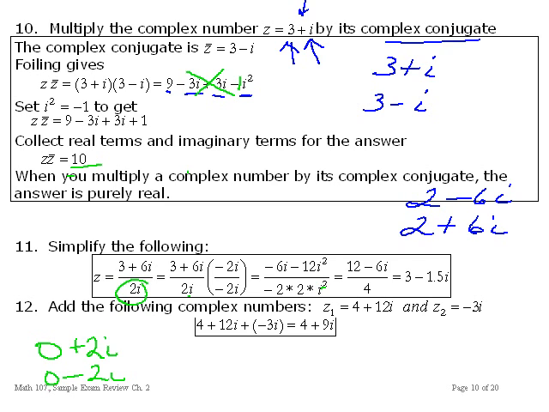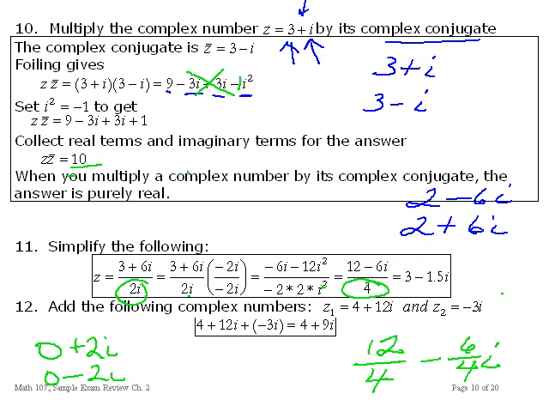And then you should carry out the division, or if you can't, at least put it like this: 12 over 4 minus 6 over 4i, so that you have real and imaginary parts separated. Don't leave a complex number over a denominator like that.